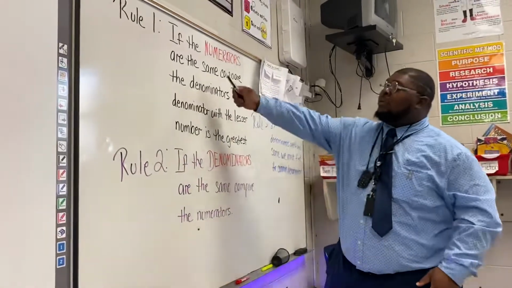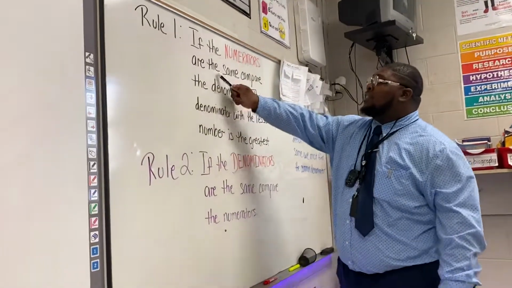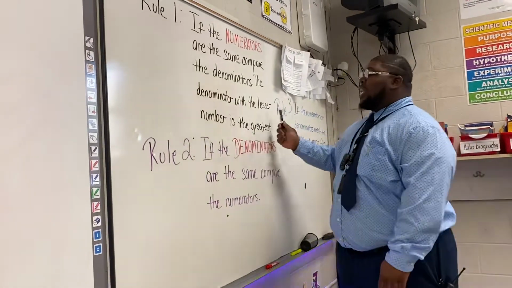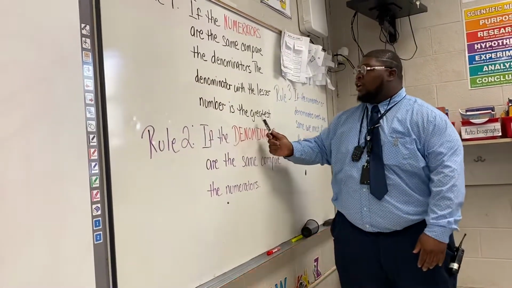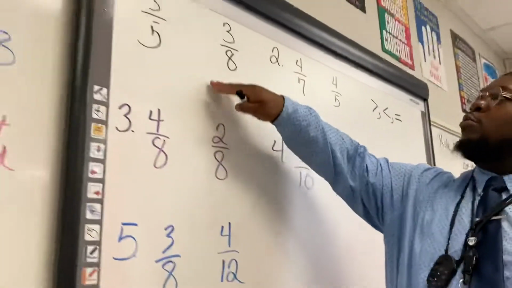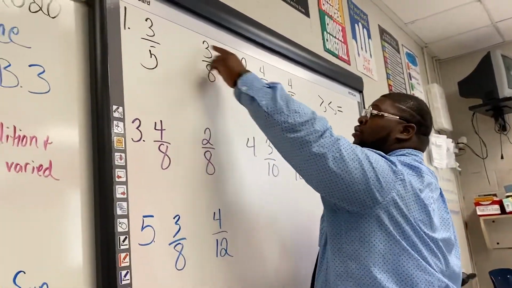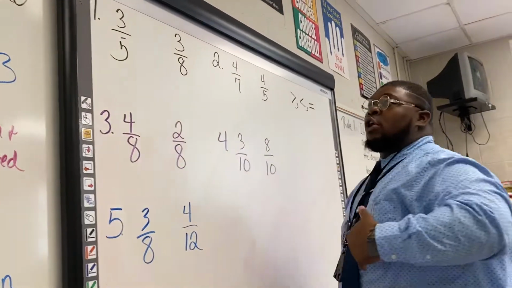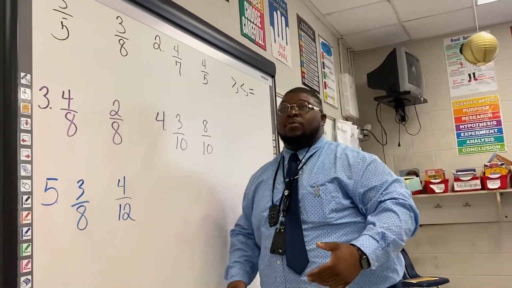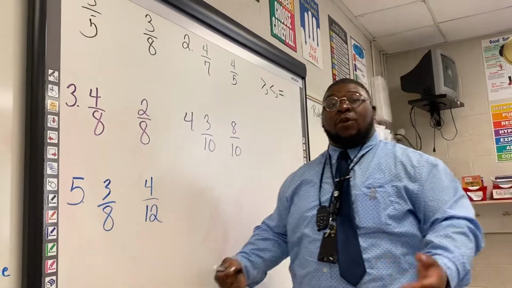All right, rule number one states: if the numerators are the same, compare the denominators. The denominator with the lesser number is the greatest. As we go back to the board, we have number one and number two. These follow rule number one, where your numerators are the same. So if our numerators are the same, we need to compare the denominators, and whichever denominator is the lesser, that is the greatest fraction, okay?